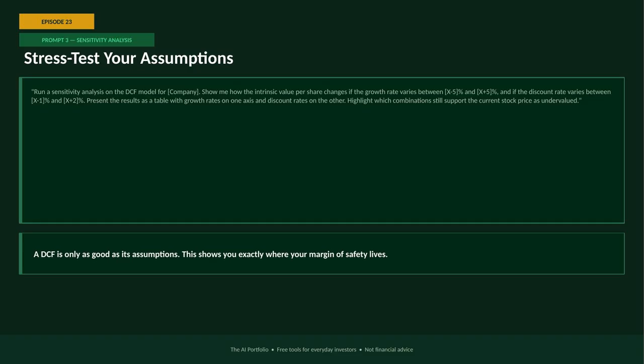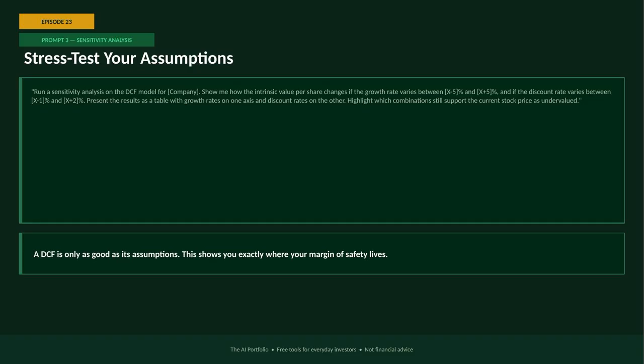Prompt 3 is the most important one, testing how sensitive your valuation is to your assumptions. Run a sensitivity analysis on the DCF model for company. Show me how the intrinsic value per share changes if the growth rate varies between X minus 5% and X plus 5%, and if the discount rate varies between X minus 1% and X plus 2%. Present the results as a table with growth rates on one axis and discount rates on the other. Highlight which combinations still support the current stock price as undervalued.